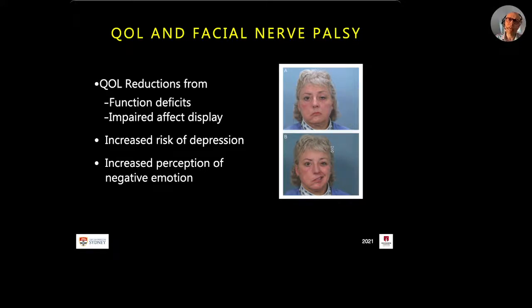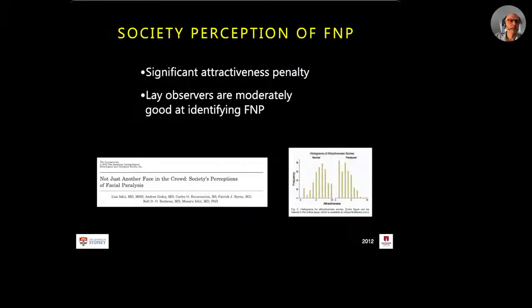And I didn't really appreciate this until I read a lot of the literature for this talk, but it's really very easy to understand then why there can be an increased risk of depression in these patients, and why there can be an increased perception of negative emotion from the examined eye and from the layperson. So we can see in this work from Ishii and co-authors in 2012 that the facial nerve paralysis patient has a significant attractiveness penalty that they pay. You can see the shift in the curve to the left when patients are being observed by lay observers and in what they're trying to perceive.